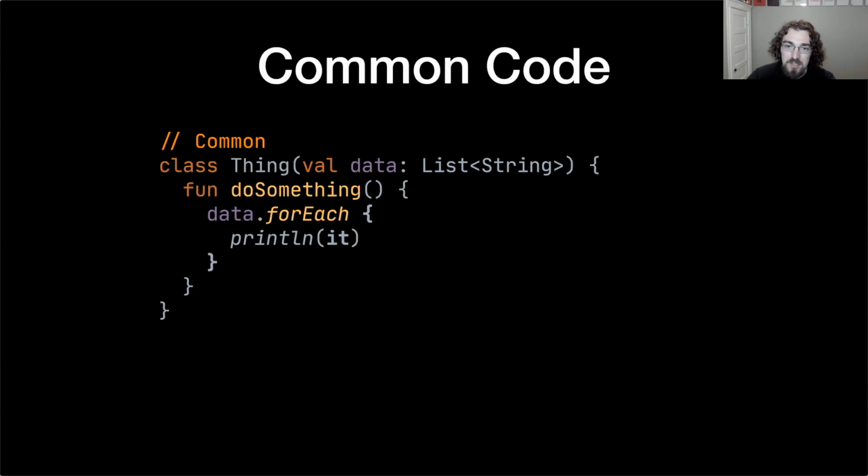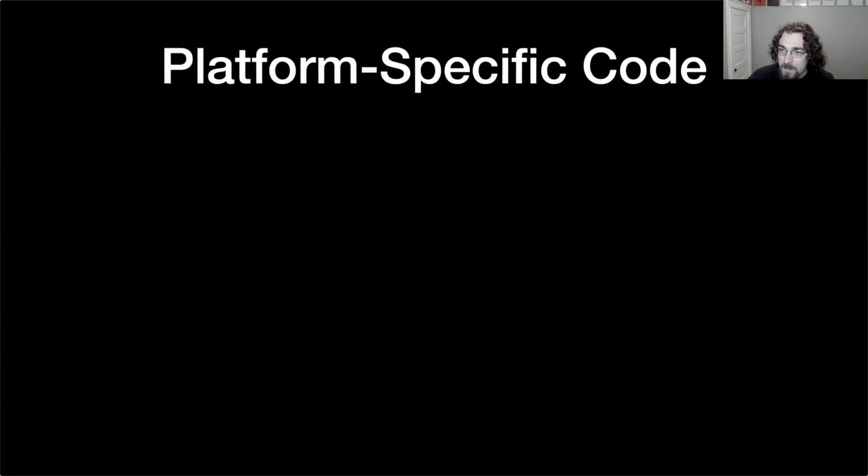So what does some of that look like in code? Common code is just Kotlin. It's Kotlin that doesn't talk to any platform-specific APIs, but it still can build classes, use the collections API, run a print line function, create a list. But when that's not enough, you can go down into platform-specific code.